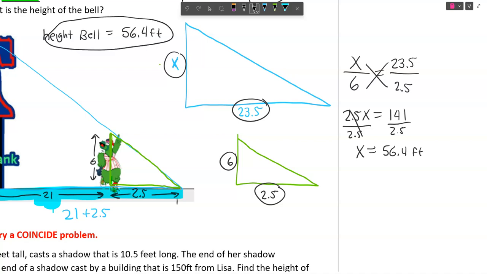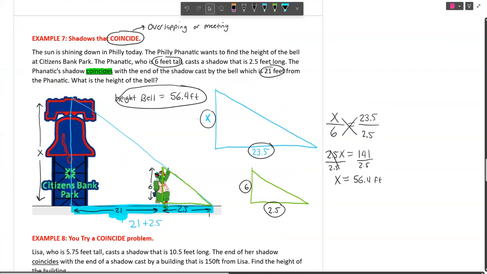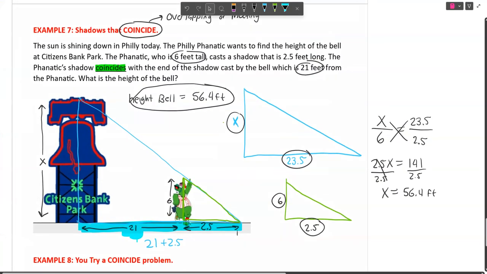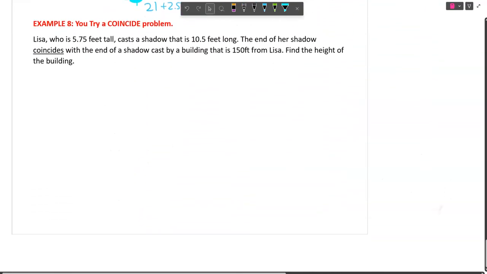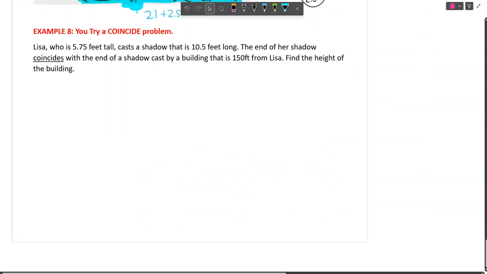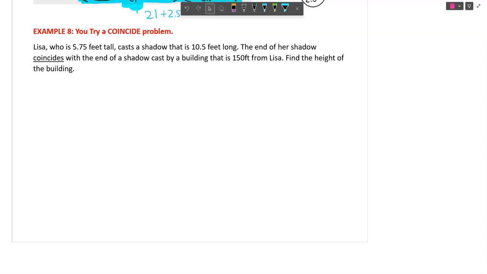56.4 feet. So it's really important in problems that use the word coincide to make sure that you realize that the one shadow is fully within the other triangle, a triangle within a triangle. And like the other examples we've done, I do have one for you to try here, number 8. So we have, once again, a person that is inside of a shadow of a building, very similar to how the fanatic was in the shadow of the Liberty Bell. So example 8 is for you to try as well.